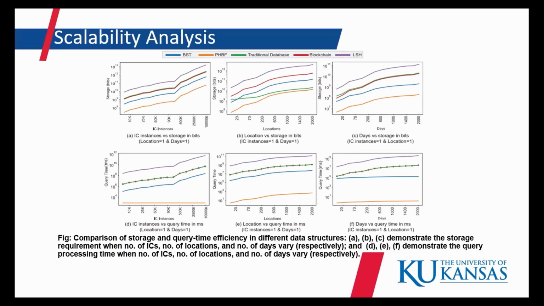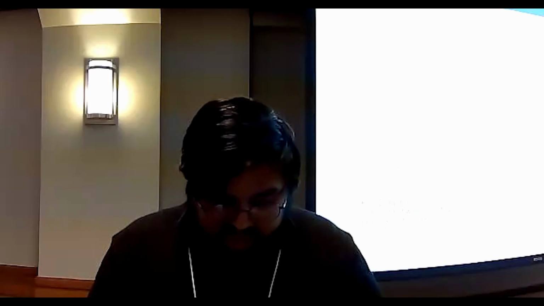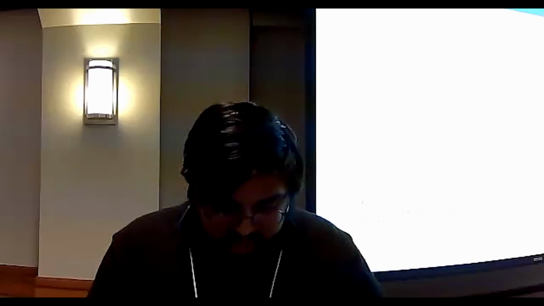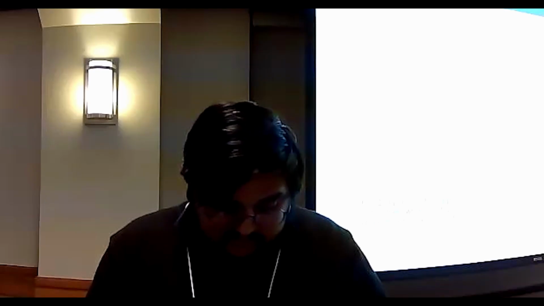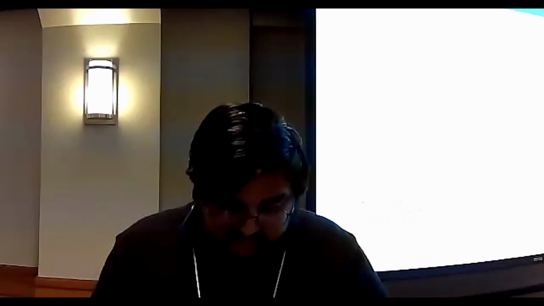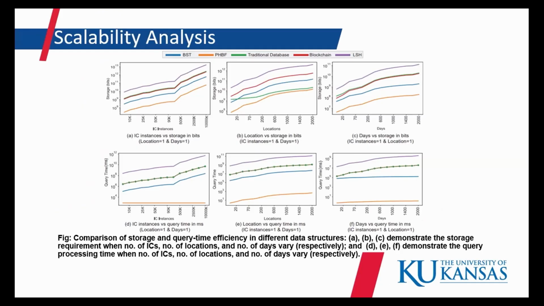The output shows the results in terms of storage on the upper row and the query time in the lower row. The one in orange is the efficiency and scalability of our system. We consider 3 parameters as our input: location, time, and number of ICs. We kept any 2 of them constant each time and simulated our results with the remaining one.